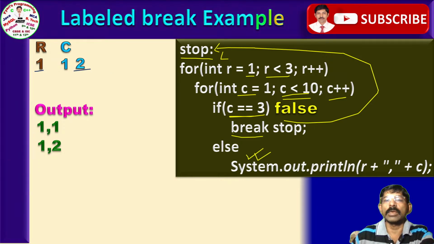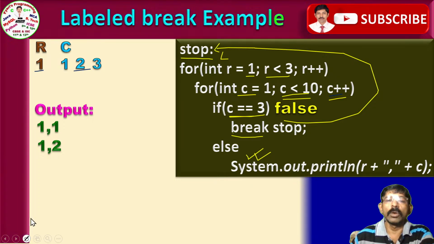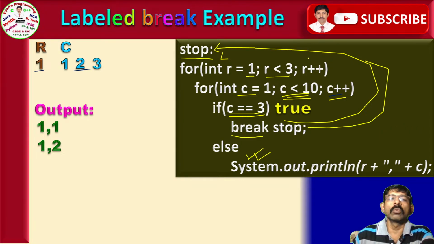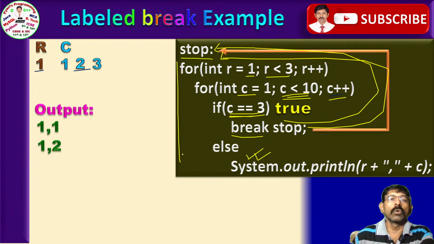Next time C++. C will become 3 now. C is less than 10, true. 3 is equal to 3, now it is true. So that's why break stop. It will take the control to this stop, so it will come out of this complete loop. No further execution.